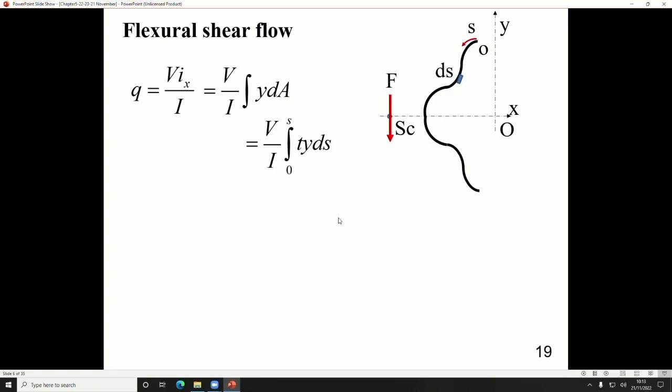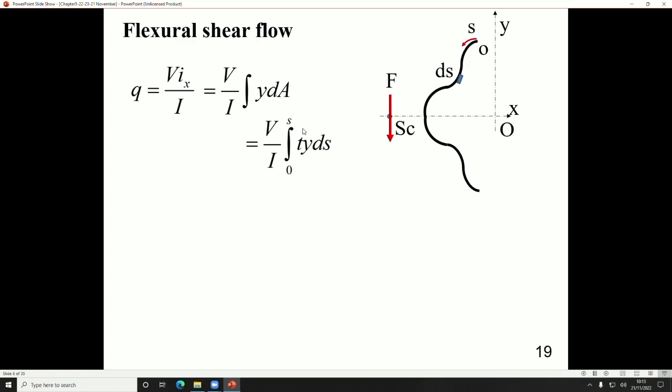So this gives us a general equation for finding shear flow distribution for any thin-walled section which has at least one axis of symmetry. If the section is asymmetric, the equation is longer than this. You can find it in the book by Megson. But this is, at the moment, for one axis of symmetry.